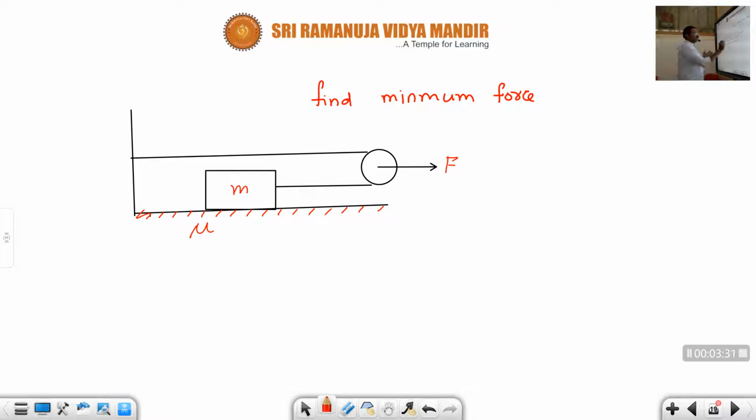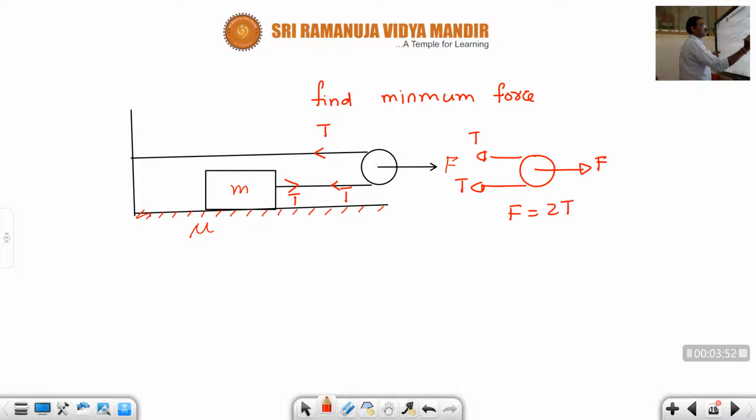Now what is the situation? Here T is the tension, here also T is the tension. Now if you consider the free body diagram upon the pulley, this is the applied force F, and here it is T, and here also it is T. Then force F is equal to 2T is required. This is the minimum force required to pull the block using a string through the pulley.